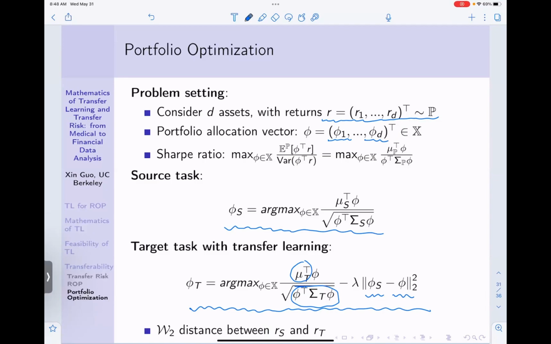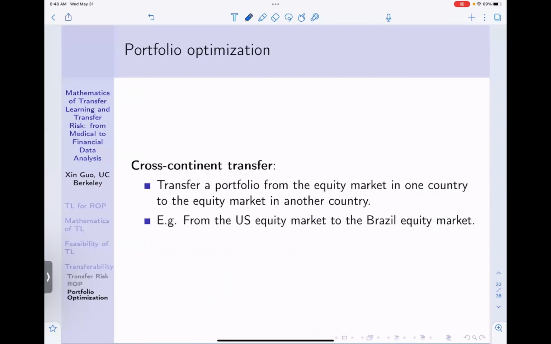And then I measure the distance of the returns in terms of Wasserstein distance, okay? So why do I do this? What are my source tasks? This is the framework of source task and target task. What do I have in mind, really? What I have in mind is transferring a portfolio from an equity market from one place to another.